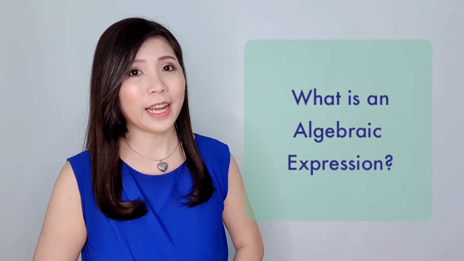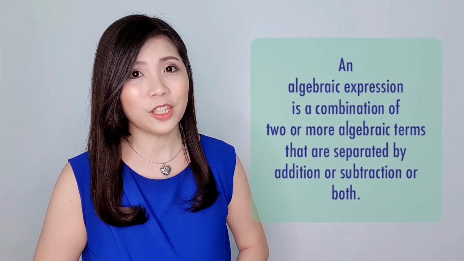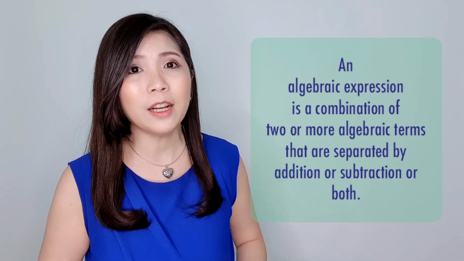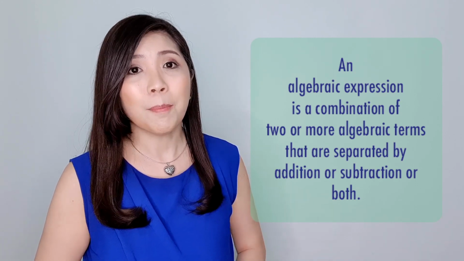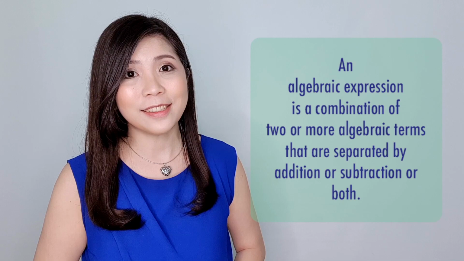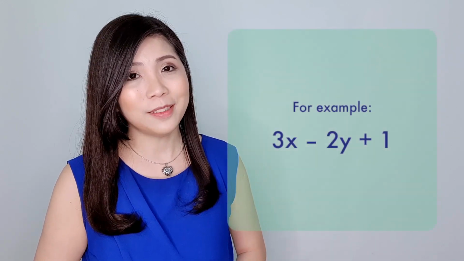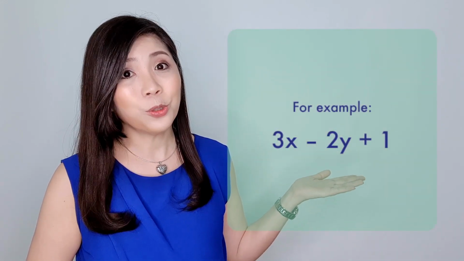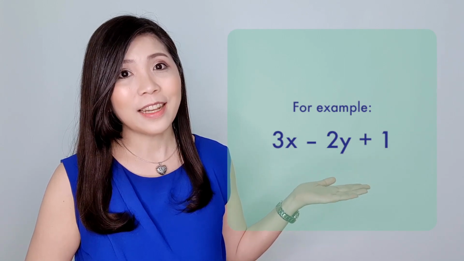What is an algebraic expression? An algebraic expression is a combination of two or more algebraic terms that are separated by addition or subtraction or both. For example, 3x minus 2y plus 1 is an algebraic expression. In this video, I will show you everything you need to know about algebraic expression, and we'll start right now.